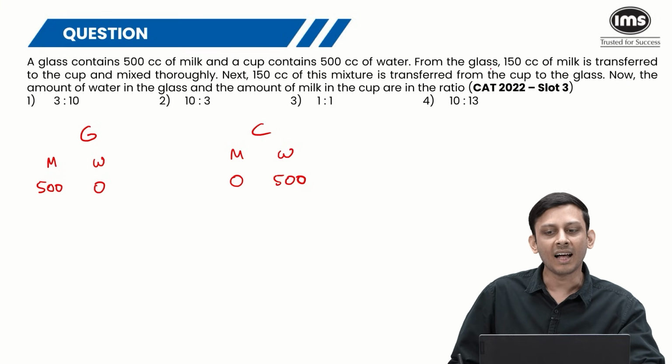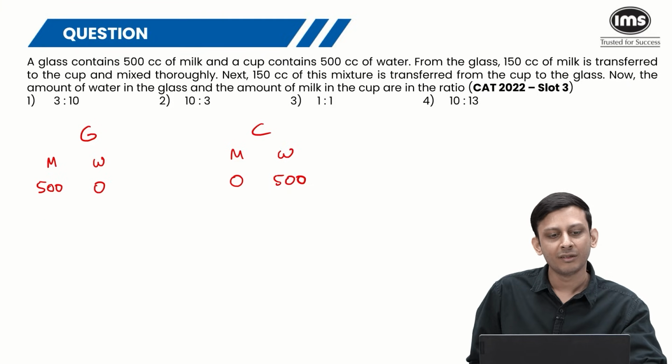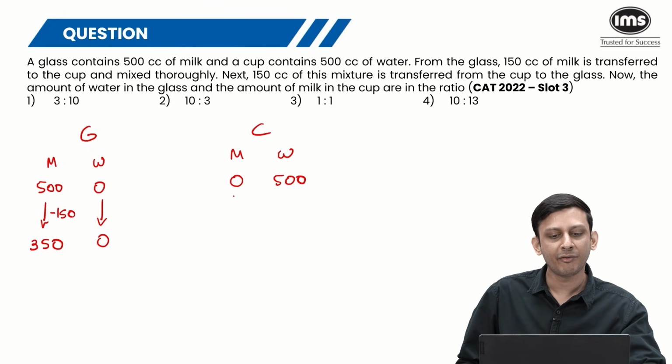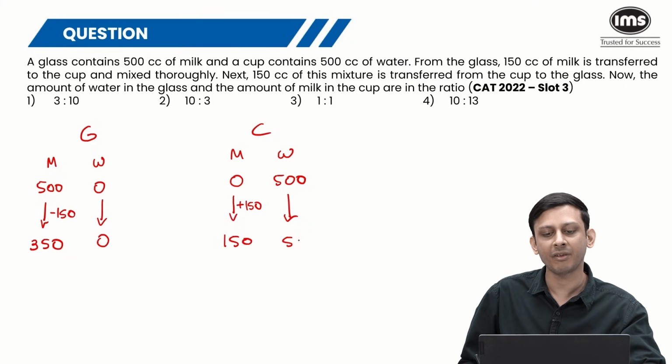And then from the glass, 150 cc of milk is transferred to the cup. That part is simple. So milk 150 cc is being transferred. 500 minus 150, now 350 cc of milk will be remaining. Water, nothing is happening, it will be 0. And then 150 cc of milk will be added here from the glass to the cup. So this will become 150. Water is not changing, this will remain the same, 500.